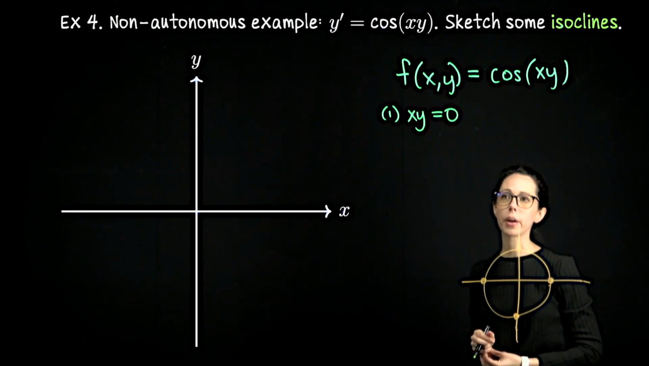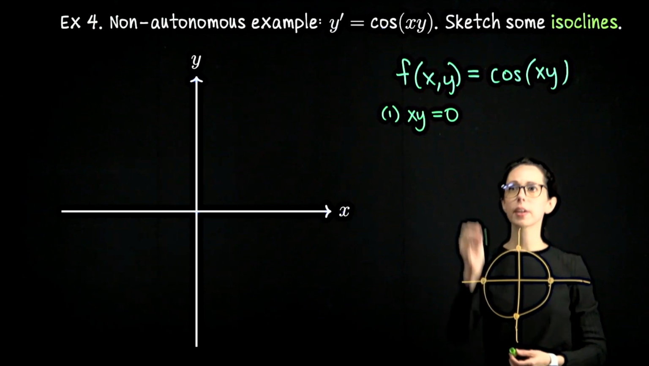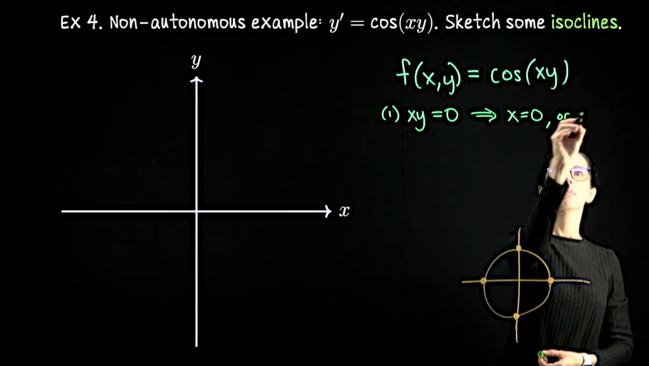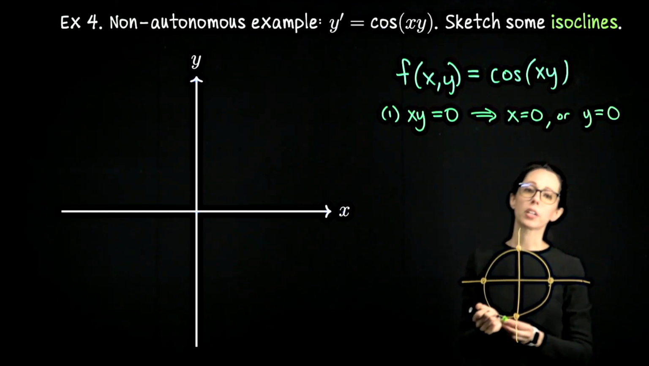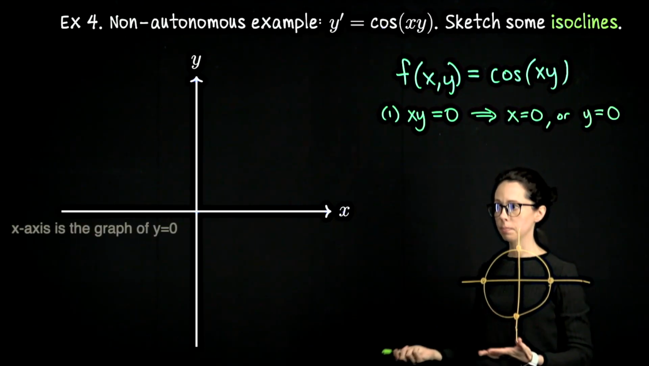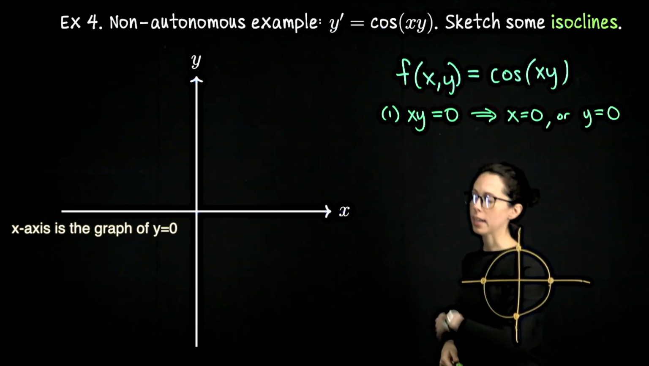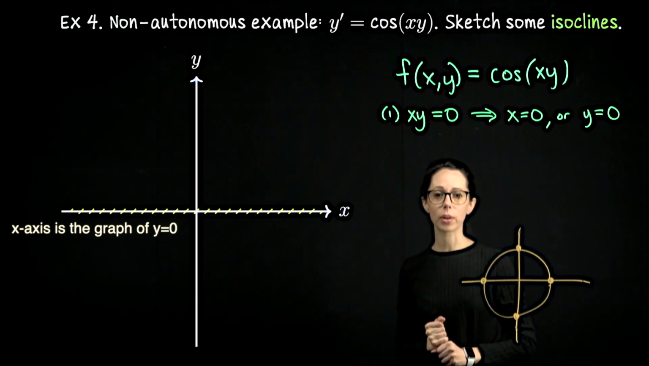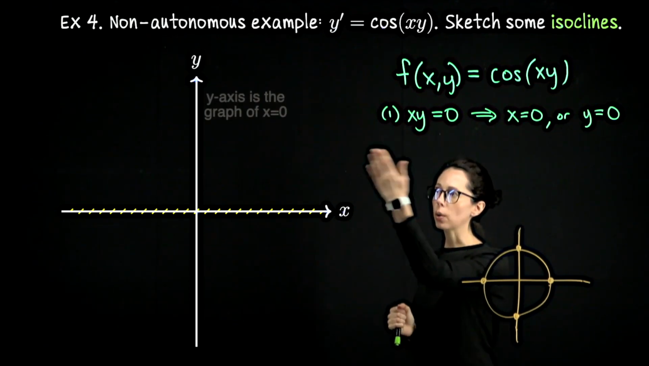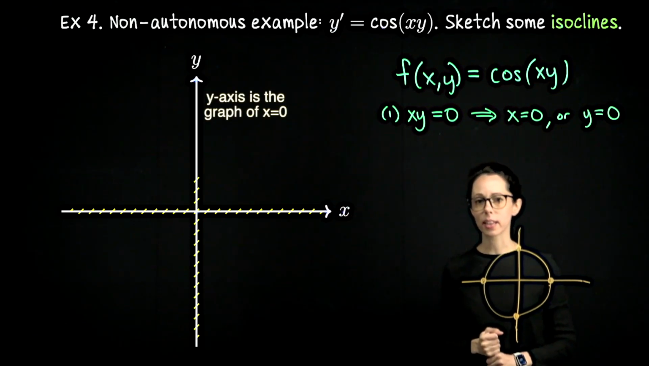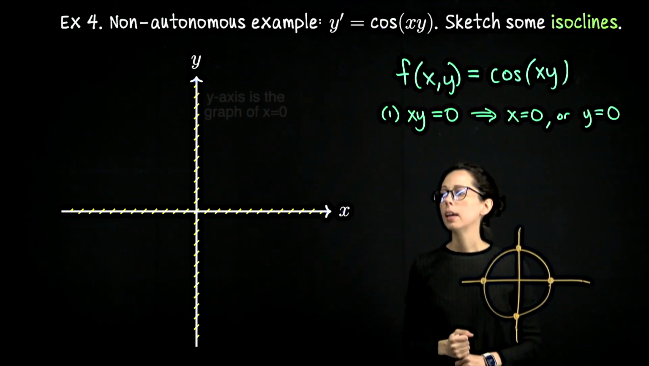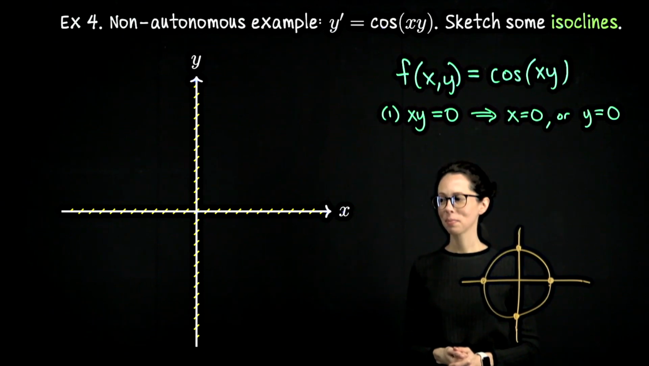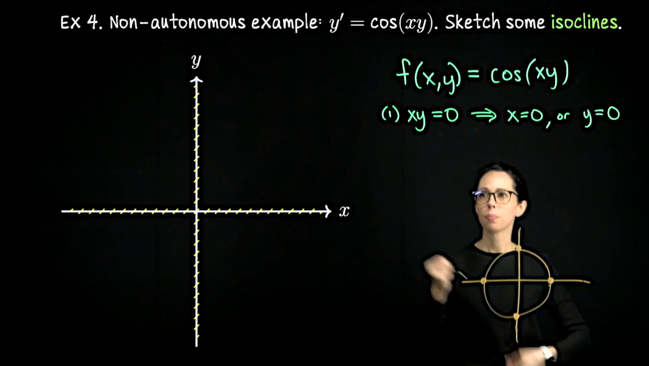If x times y equals 0, that means either x is 0 or y is 0. In other words, the x-axis is an isocline. And so I can take the entire x-axis and add some representative little line segments to it, all of which have slope 1. And then likewise, the y-axis is also an isocline, so we'll do the same thing there. There. So we've got two isoclines, the x-axis and the y-axis. Let's go next to pi over 2.